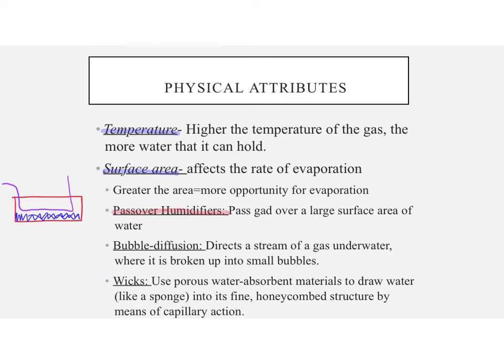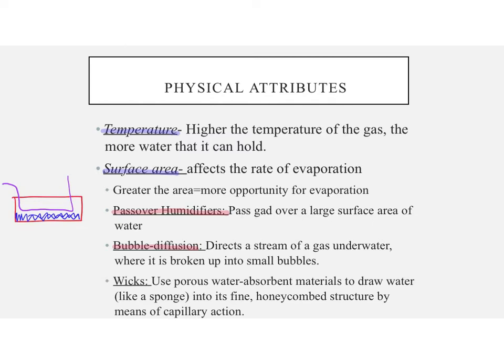And then you have bubble diffusion. So when I talk about bubblers, I'm talking about bubble diffusion. So it's going to direct a gas stream through a column of water, and it's going to push it under the water. So passovers will go on top of the water and the gas won't go through it. With bubble diffusion, gas is going to go through the water and create bubbles. And these smaller bubbles are what is going to cause more surface area. So small bubbles equal more surface area. As they are going up to the top to get delivered to the patient, it's picking up the water in those bubbles.